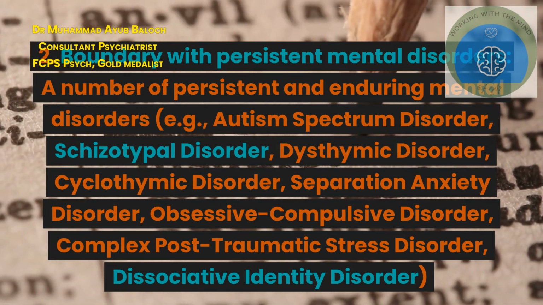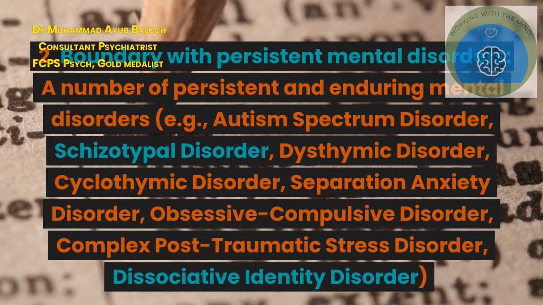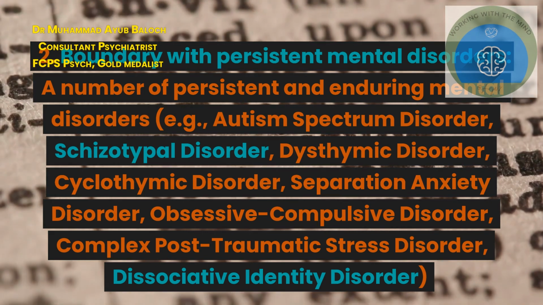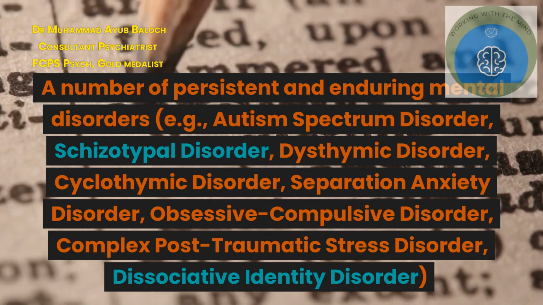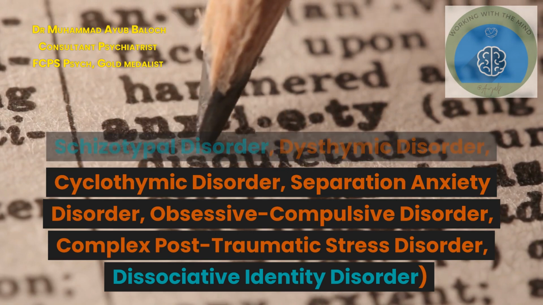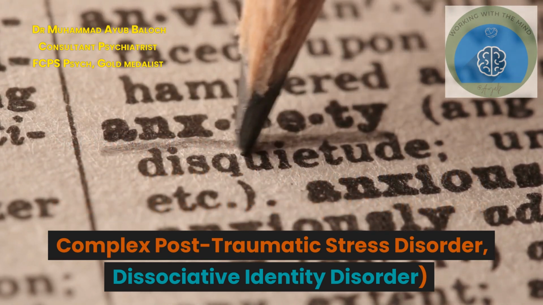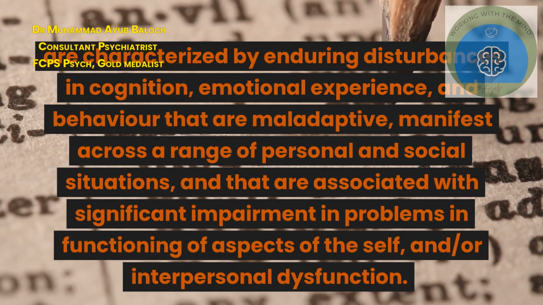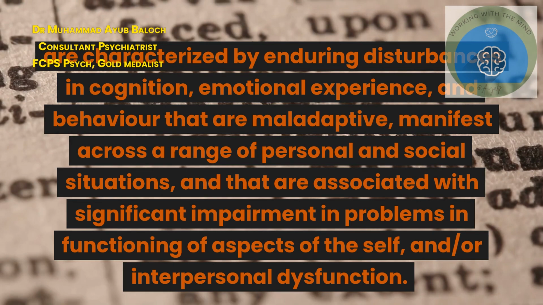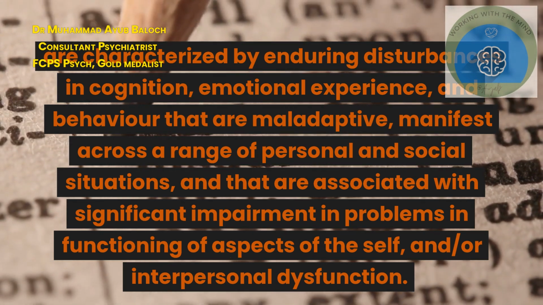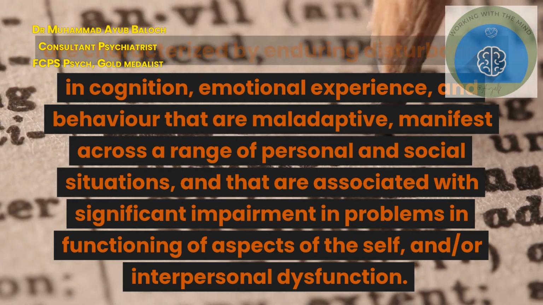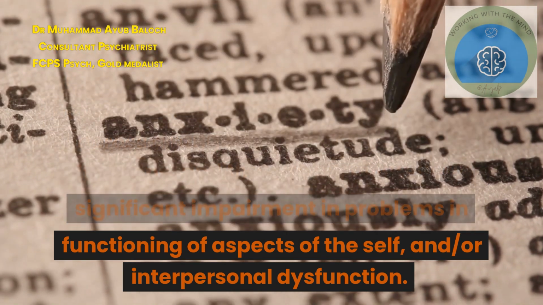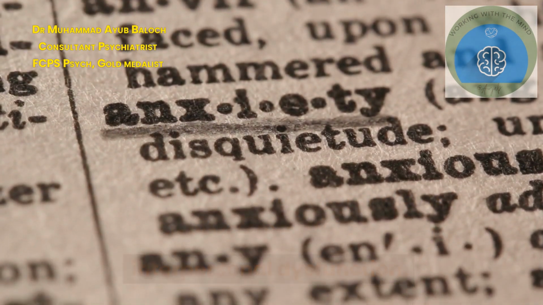2. Boundary with persistent mental disorders. A number of persistent and enduring mental disorders, for example, autism spectrum disorder, schizotypal disorder, body dysmorphic disorder, cyclothymic disorder, separation anxiety disorder, obsessive-compulsive disorder, complex post-traumatic stress disorder, and dissociative identity disorder are characterized by enduring disturbances in cognition, emotional experience, and behavior that are maladaptive, manifest across a range of personal and social situations, and that are associated with significant impairment or problems in functioning of aspects of the self, and/or interpersonal dysfunction.